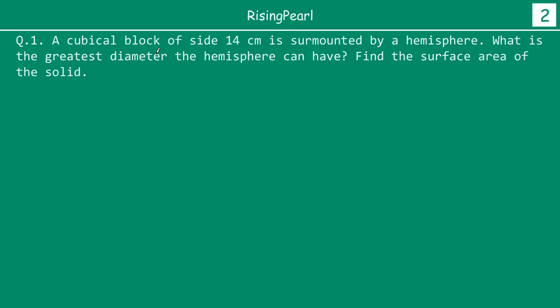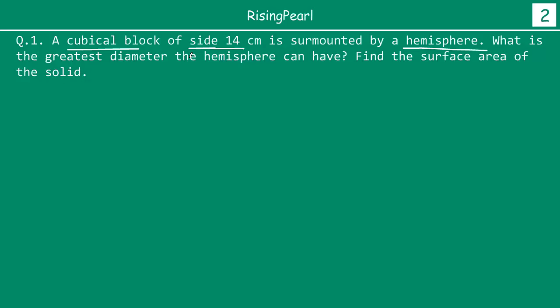A cubical block of side 14 centimeter is surmounted by a hemisphere. So we have a cubical block on the bottom and we have a hemisphere on the top. The measure of the cubical block is given to us. When a cube has all three dimensions the same, that is the length, breadth and height are all the same, and they are all 14 centimeter in this example.